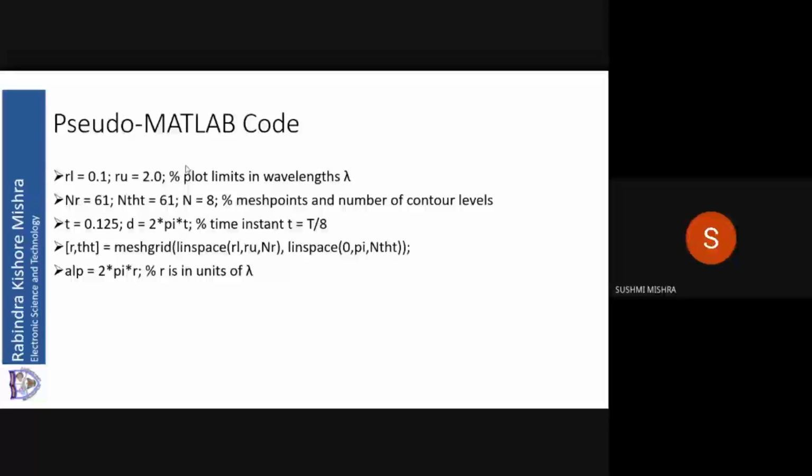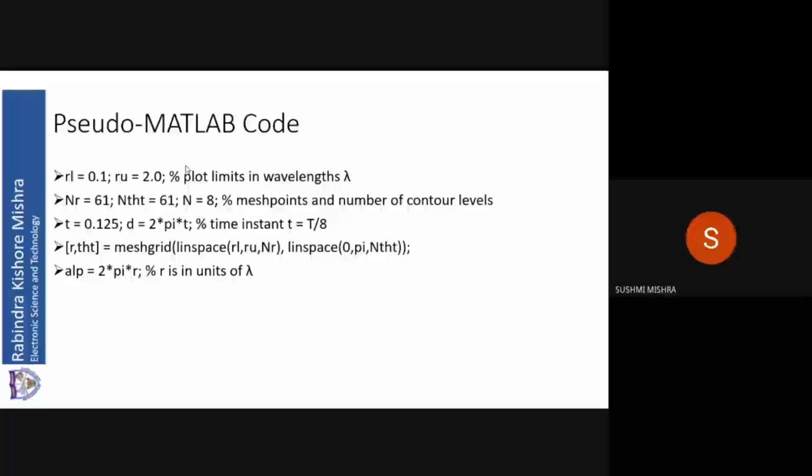So if RL is equal to 1, RU is equal to 5, and NR is equal to 5, then they will be spaced at 1, 2, 3, 4, 5. But if I make NR equal to 10, they will be 1, 1.5, 2, 2.5, 3, 3.5, and so on, so that way they will go up to 5. So NR determines the number of points, and based on the number of points this will be equally divided, so the distance between two points will remain the same.